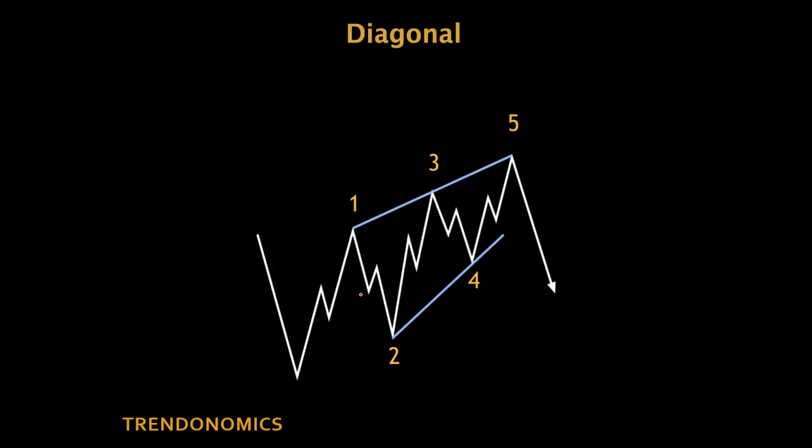All the waves are three-wave structure, unlike the impulse where waves 1, 3, and 5 are five-wave moves. In a diagonal, waves 1, 3, and 5 are also a three-wave structure. So all the five waves are three-wave structure. And in a diagonal, wave four overlaps into the territory of wave one high. So that is the basic difference between an impulse and a diagonal, though both are motive waves or trending directional moves.